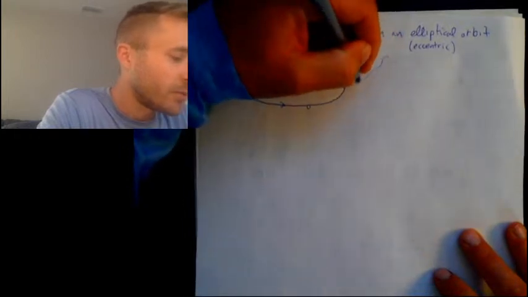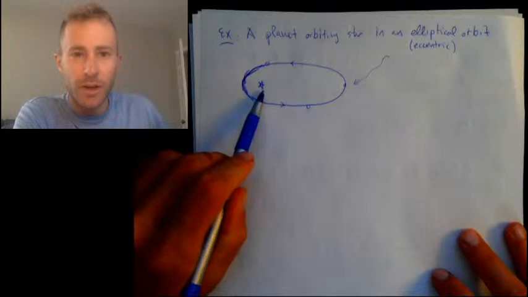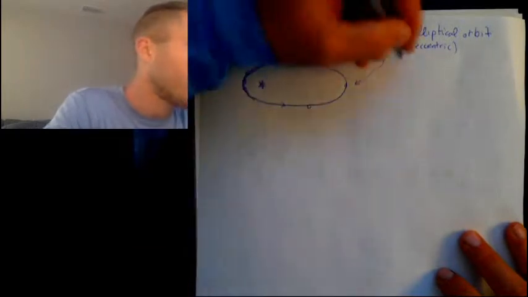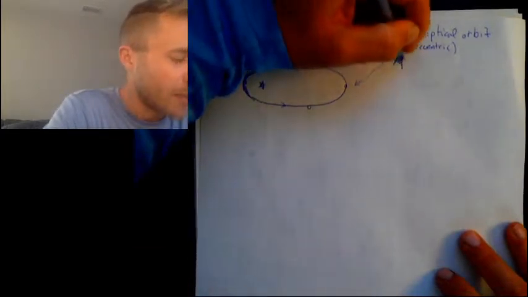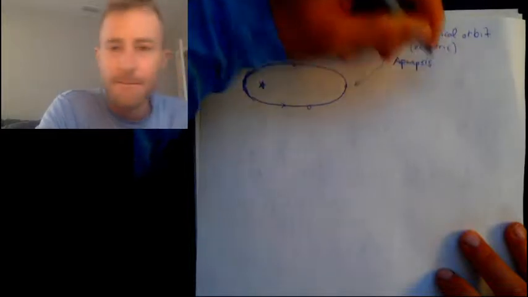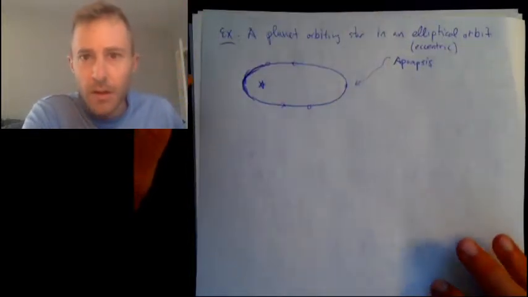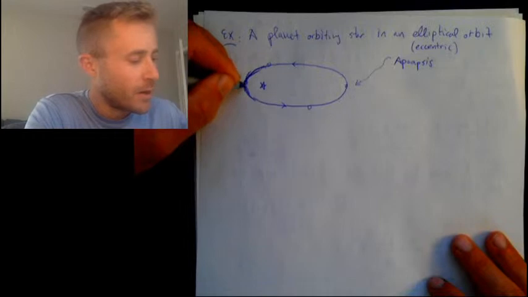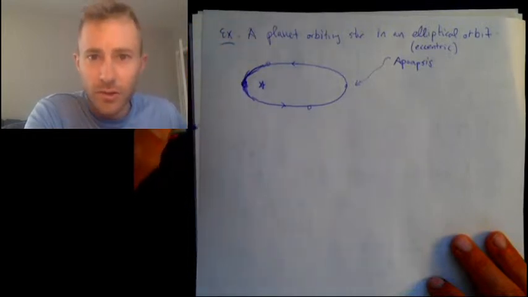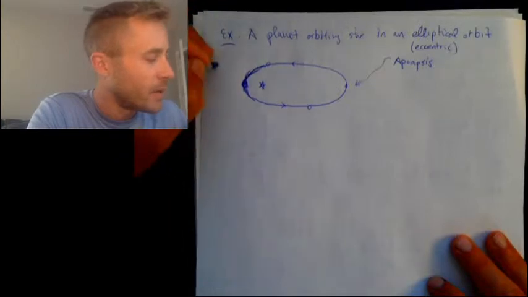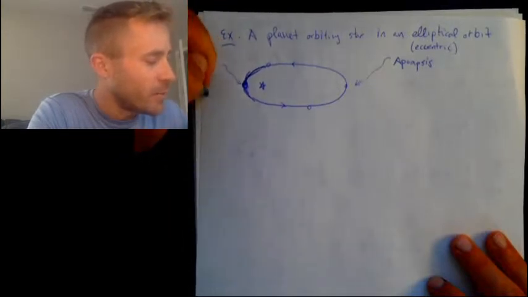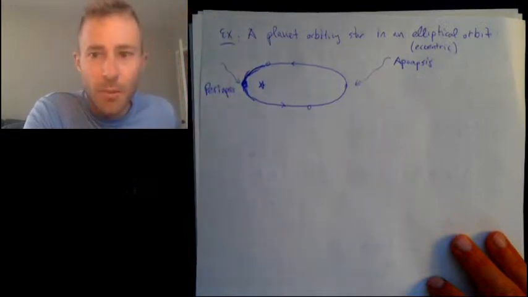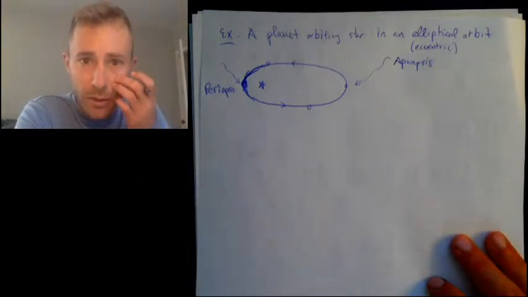Now there's a couple of special points in the orbit. One of the points is this point right here, and that's the point when the planet is farthest away from the star. That point is called the apoapsis. That's the farthest that a planet gets away from the star. And then there's this point right here, which is the closest that the planet gets to the star, and this point is called the periapsis. Apoapsis and periapsis. You probably know those terms if you've played Kerbal Space Program.